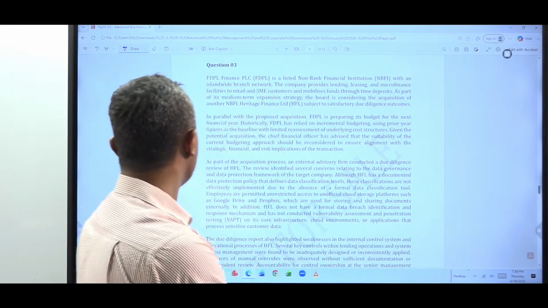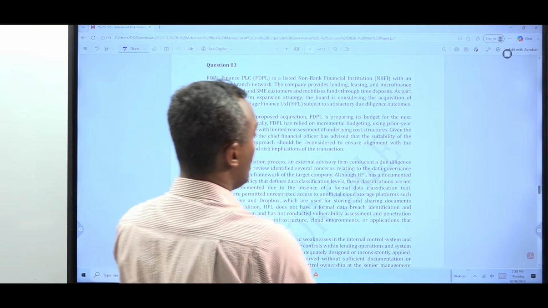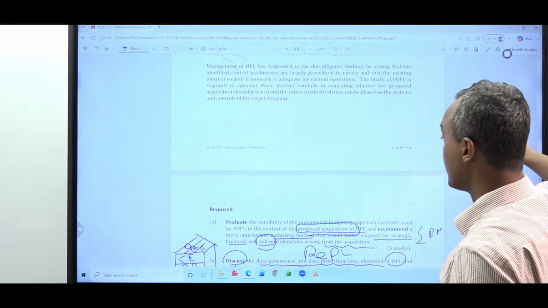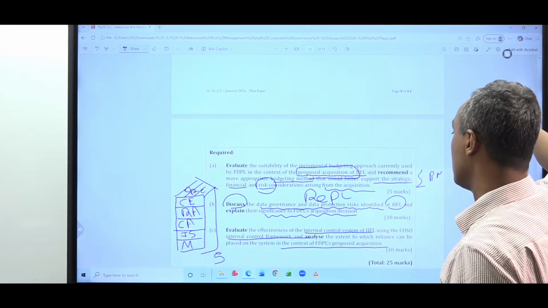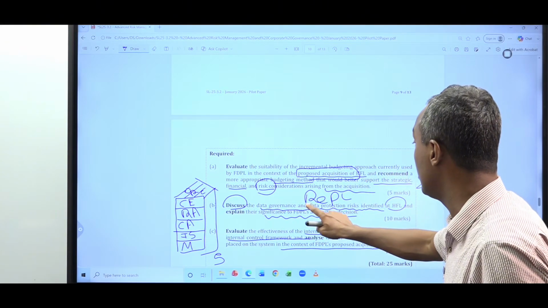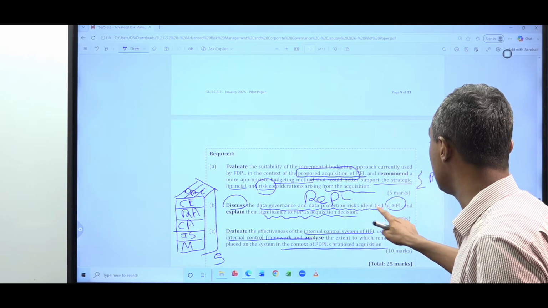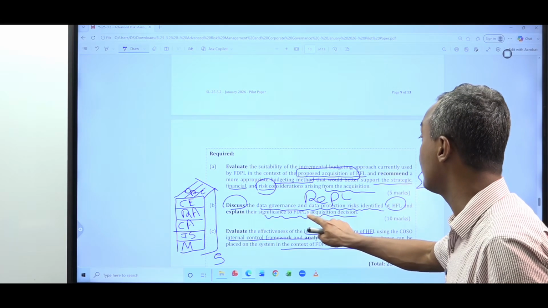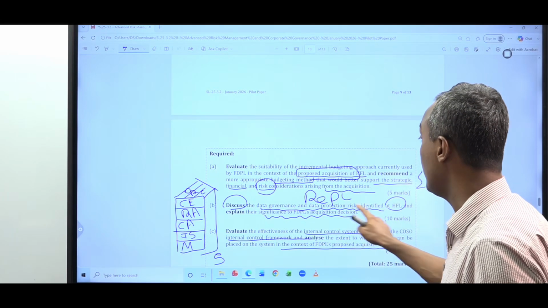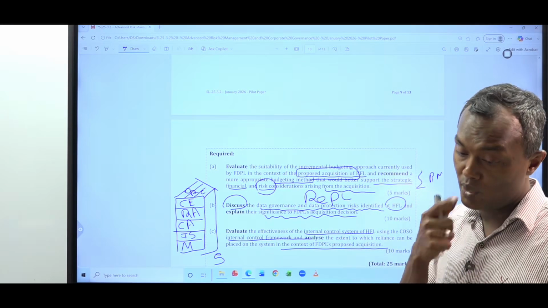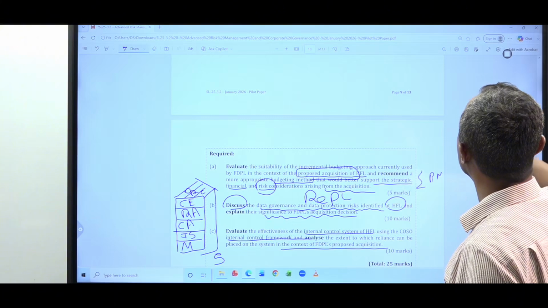So now in these questions you also need to cover, not only discuss the data governance and data protection risk of this HFL, but explain their significance to the acquisition decision. When you acquire, why is this going to be significant?